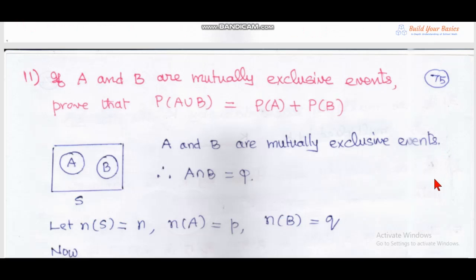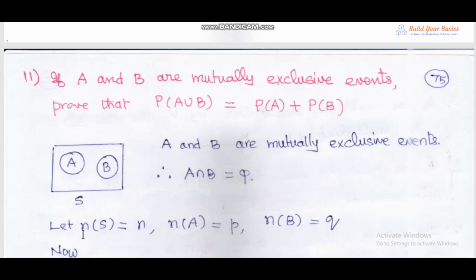Question number 11. If A and B are mutually exclusive events, prove that probability of A union B equal to probability of A plus probability of B. So we have the sample space S, two events A and B. The events are mutually exclusive. So A intersection B must be phi. That is, A and B must be disjoint sets.